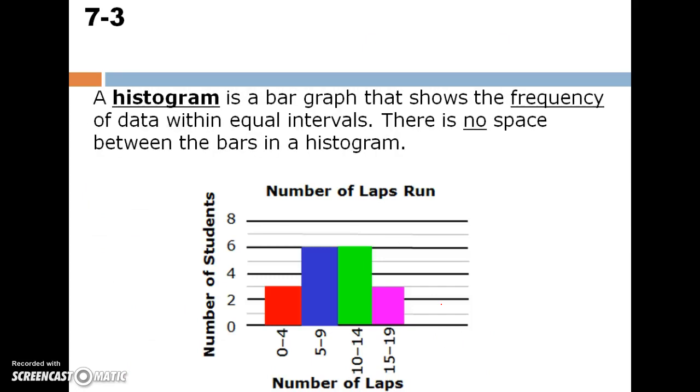Okay, now on to a histogram. A histogram is a bar graph that shows the frequency. Remember when we did frequency tables? That's what we're going to use to make our histograms. And what is different between histograms and bar graphs is that there is no space between the bars. You can also notice on the bottom here we have frequencies. We have intervals 0 to 4, 5 to 9, 10 to 14, 15 to 19. And that will be the same throughout all histograms.